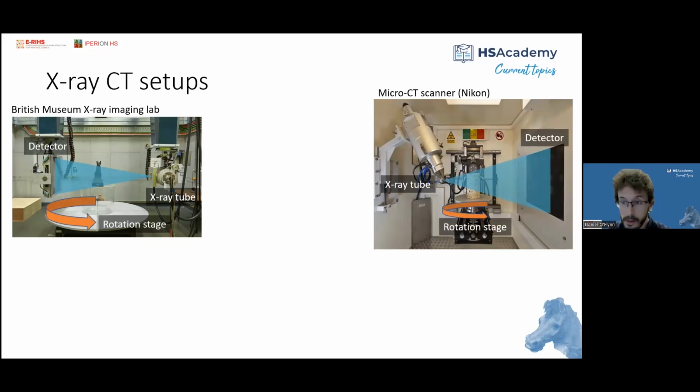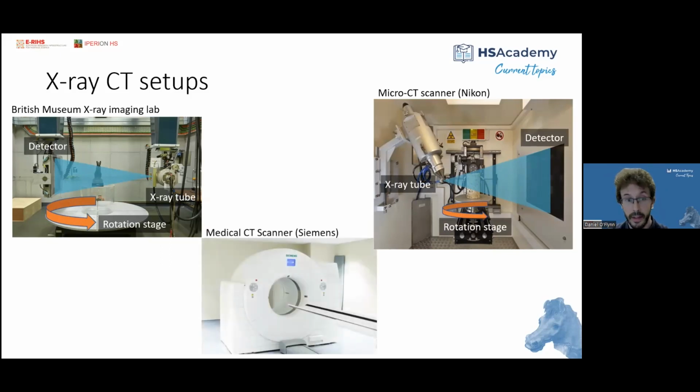You may be more familiar with an X-ray CT scanner that you would see in a hospital, and they typically look like this. Again, it's the same principle, but done in a different way. Here we have an X-ray tube and a detector inside this donut-shaped structure, and they rotate around the patient in the case of a medical CT scanner. But all three different types of setup are doing the same thing: taking an X-ray image of an object from multiple different angles, and then using that to reconstruct a three-dimensional picture of its inside.